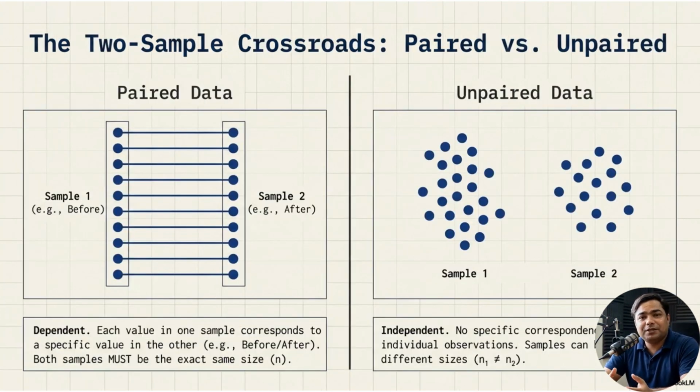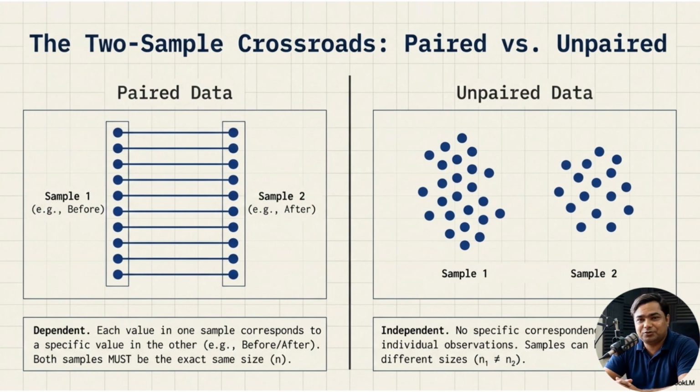Now we move from one sample to two samples. When we have two samples, the first major question is whether the samples are paired or unpaired. Paired data means that each value in one sample corresponds to a specific value in the other sample. For example, before and after training results from the same athletes. Left leg and right leg measurements from the same person. Pre-test and post-test scores from the same students. In these cases, the two values are connected. They belong to the same subject or matched pair.